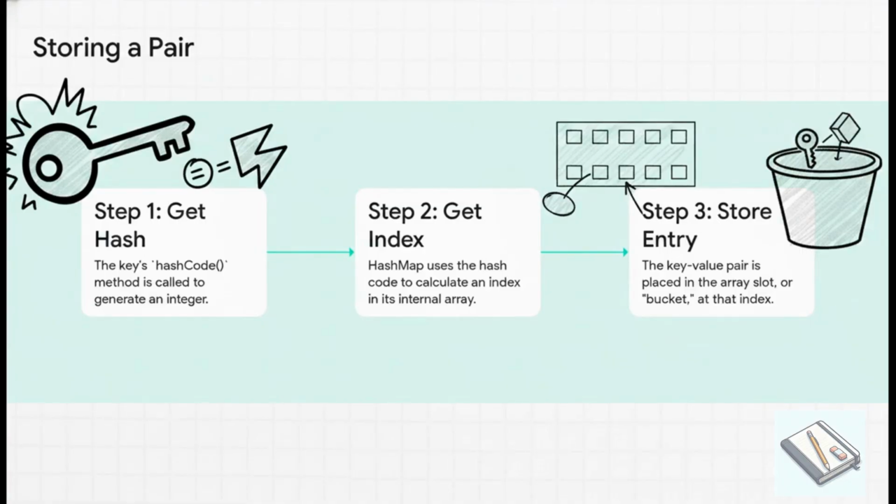Okay, when you put something into the map, a three-step process happens behind the scenes. First, it takes your key and calls a method called hashCode to get a number. Then, it uses that number to figure out an index, a specific spot in an array it keeps internally. And finally, it stores your key value pair right in that spot, which we call a bucket.